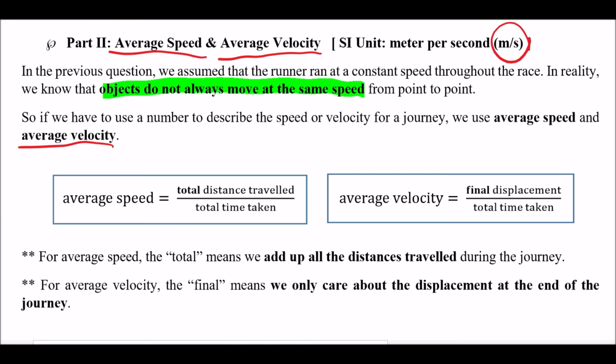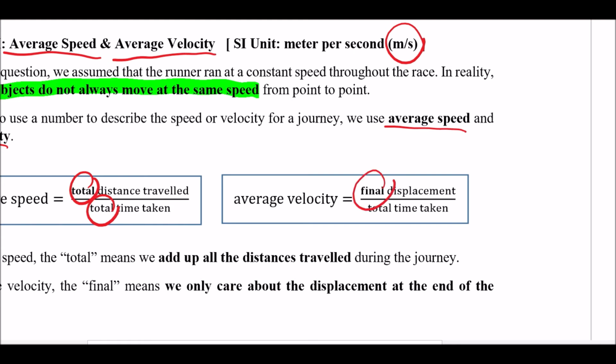So let's take a look. Average speed or average velocity. Average speed is the total distance traveled over total time taken. That means I do not care what is going on in between. I'm just concerned about the total distance and the total time taken. Average velocity is the final displacement, that means from the starting point to the ending point, I don't care what goes on in between. I'm only interested in the starting to ending point over total time taken.